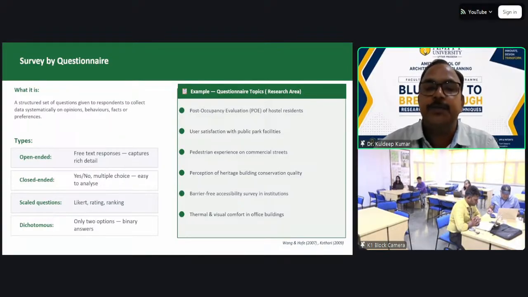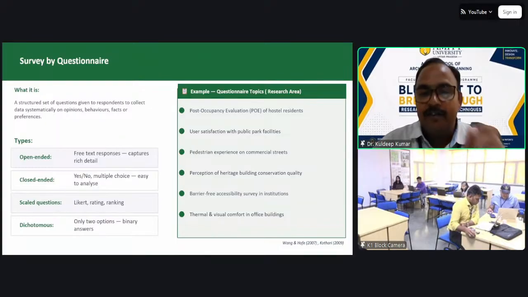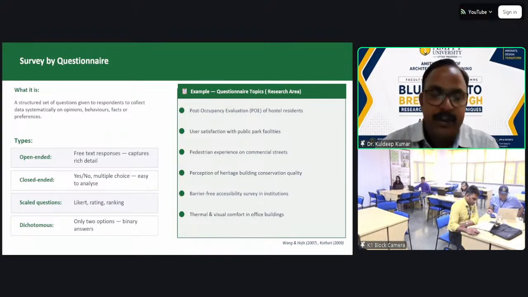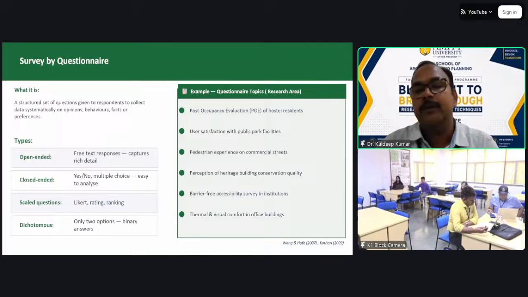and maybe pedestrian experience. And here is one more important piece of advice which I would like to share: always pilot test your questionnaire before deploying it to the full sample, because you will invariably discover questions that are confusing, ambiguous, and inappropriate. So pilot testing is very much required. It also saves you from collecting useless data.